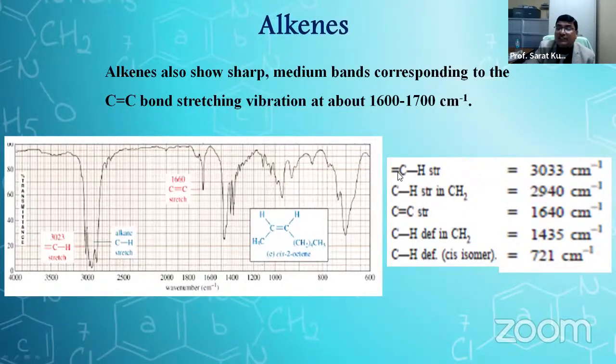If this distance is less, then the hydrogen is closer to the carbon, which needs more energy for the vibration, and the frequency is a little bit more. But in the CH2, you see it is a little bit less. That depends upon the bond length. Again, I told you that a bigger bond is definitely easier to vibrate. If it is a small bond, it is difficult to vibrate.